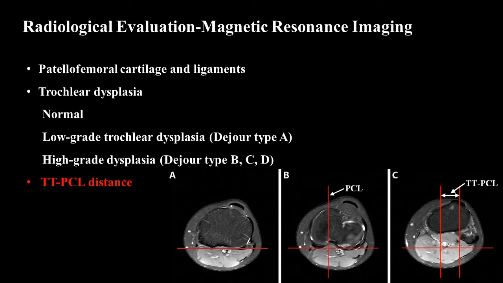The morphology of the trochlea was divided into normal trochlea, low-grade dysplasia, and high-grade dysplasia. The TT-PCL distance can be measured in this modality to evaluate the relative position of the tibial tubercle. 26 mm is the pathological threshold of excessive TT-PCL distance.